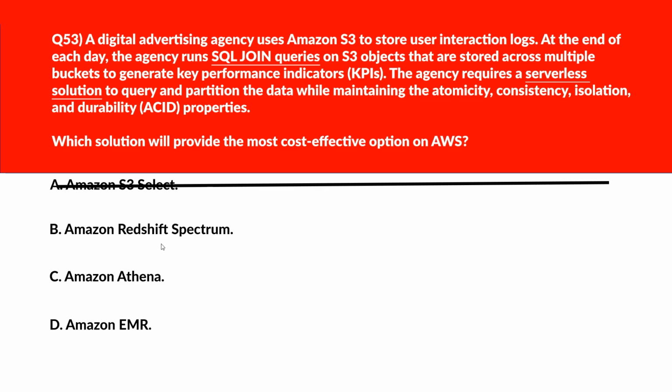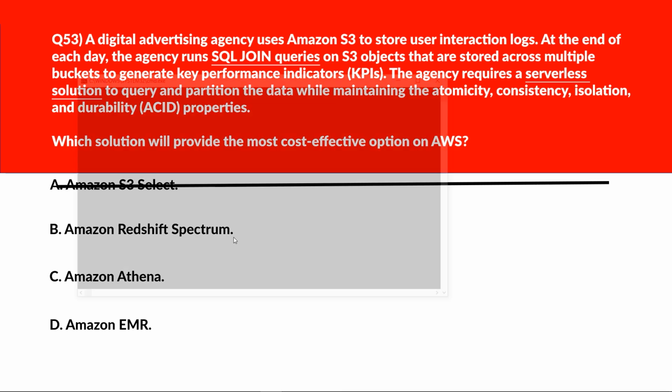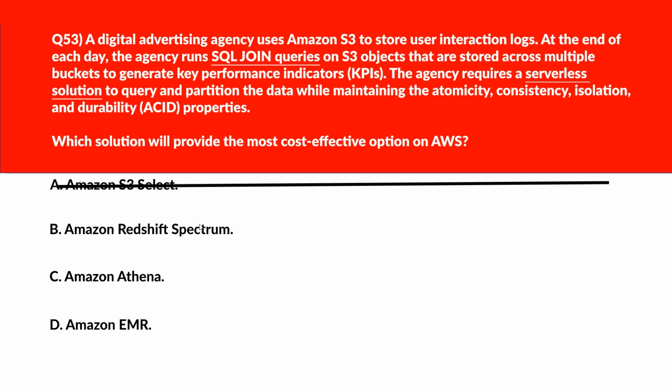B says Amazon Redshift Spectrum. Redshift Spectrum requires a Redshift cluster, which may not be the most cost-effective serverless solution. We'll reject this. Let's move to option C. C says Amazon Athena. Amazon Athena provides a cost-effective serverless solution with support for partitioning and maintaining ACID properties.